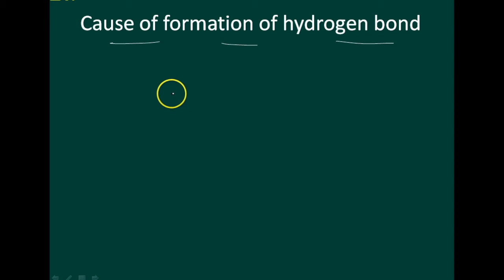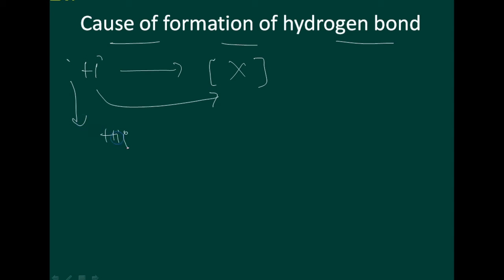Next, the cause of formation of hydrogen bond. When hydrogen is bonded to a strongly electronegative element, the electron pair shared between the two atoms moves far away from the hydrogen atom, because it is partially positive. As a result, the hydrogen atom becomes highly electropositive with respect to the other atom.